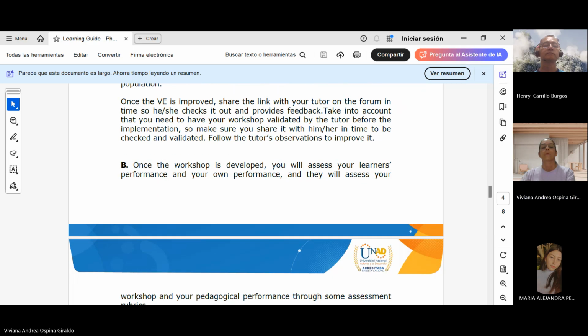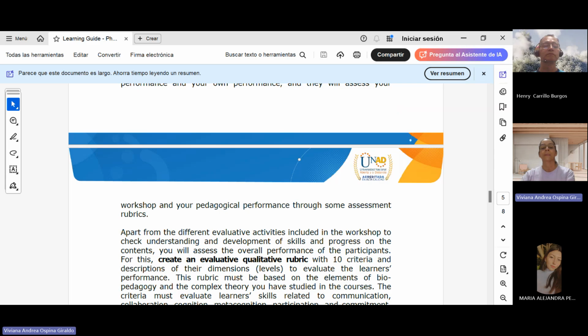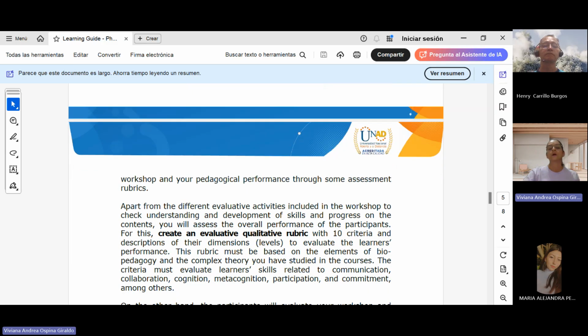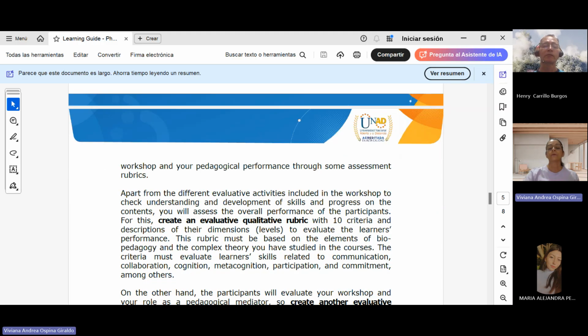And then once your workshop is developed, you will assess your learners' performance and your own performance, and they will assess your workshop and your pedagogical performance through some rubrics. So you need to apply the workshop through some students. You will apply it, and then you have to also have them measure the performance. Have them measure the virtual environment. Was it good? What did they learn, and so on. And they will also assess you, right? And apart from the different evaluative activities, you need to include it in the workshop.